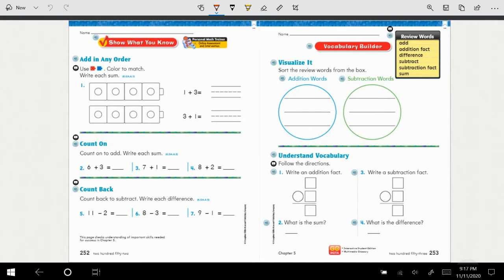Okay, moving down to number 2, count on to add, write each sum. Okay, so we just have 6 plus 3, and then on 3, 7 plus 1, and on 4, 8 plus 2. So use our strategy, count on, write the sum for number 2 and 3 and 4. Pause if you need more time.